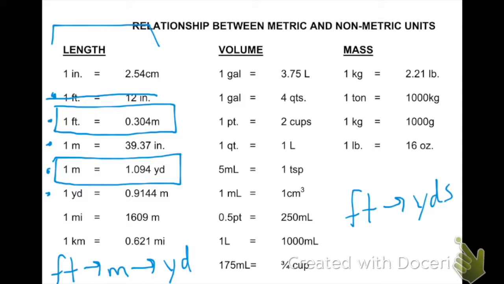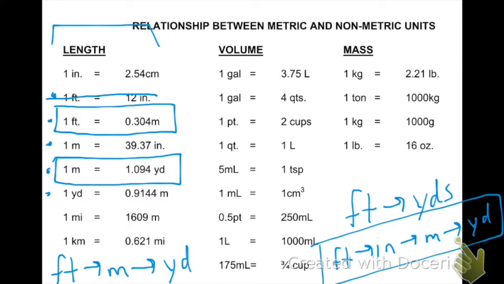Or you could go feet to inches, inches to meters, and meters to yards. So doing it this way over here, that's going to take an extra conversion factor. So I don't know about you, but I'm going to go and use this one. It's a little easier, it's a little simpler. So 1 foot equals 0.304 meters, and 1 meter equals 1.094 yards. All right, let's do it.